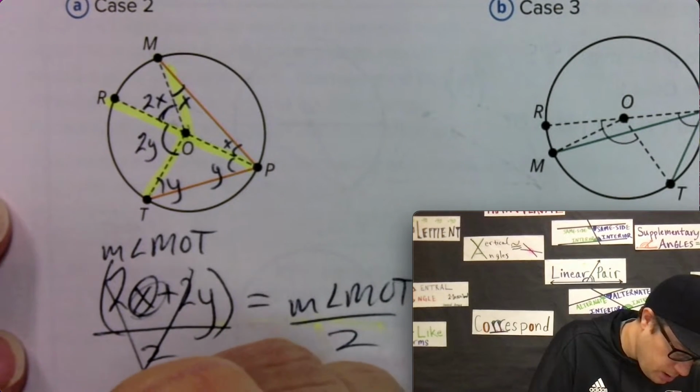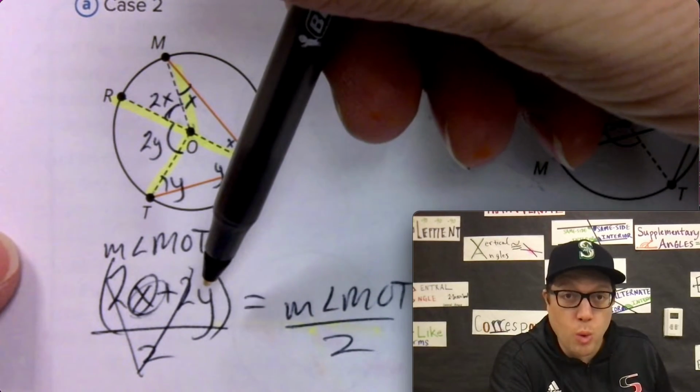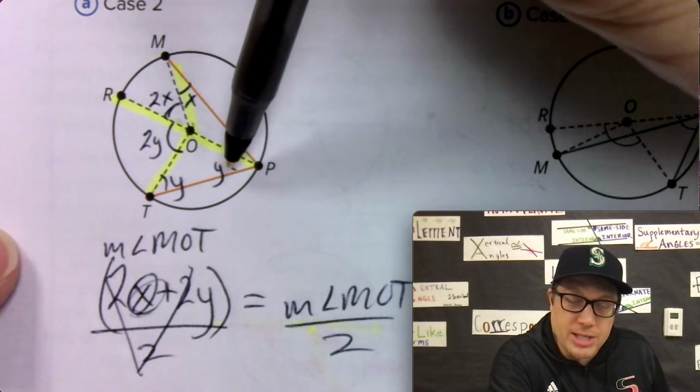Angle MPR. And then the same reason says that I can replace y with that letter y, but that letter y is on this angle, RPT.